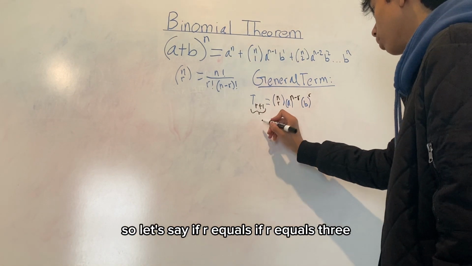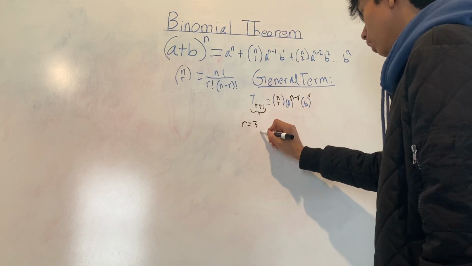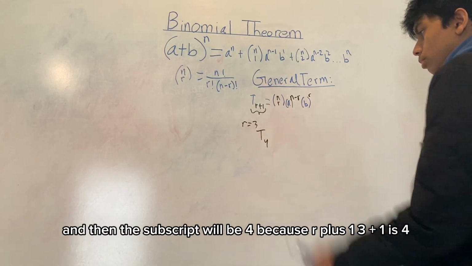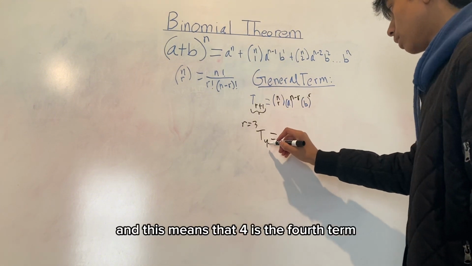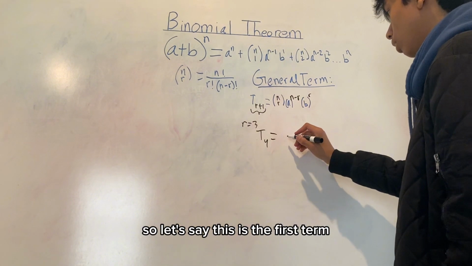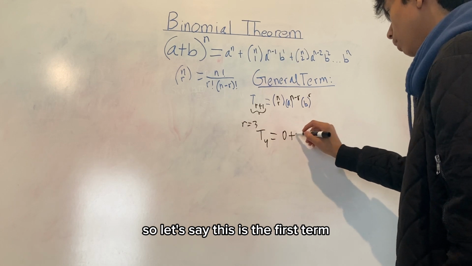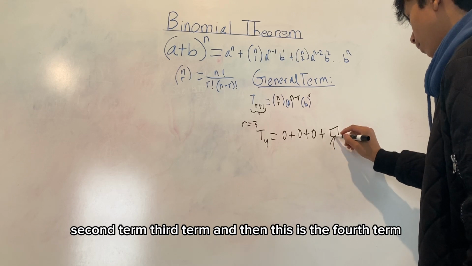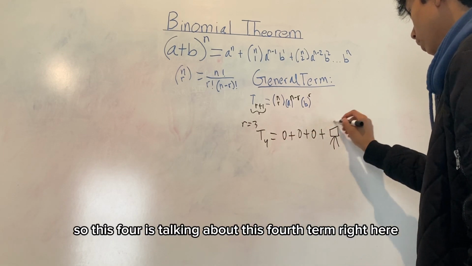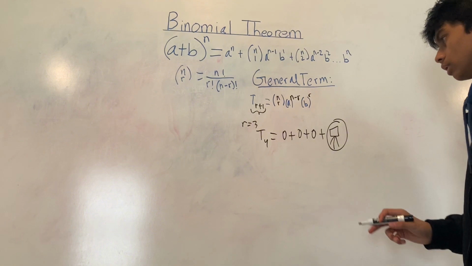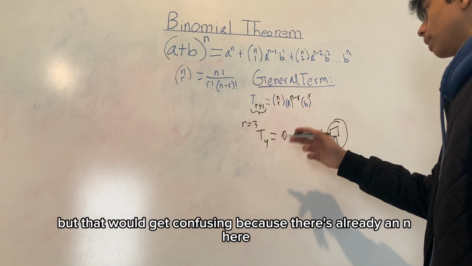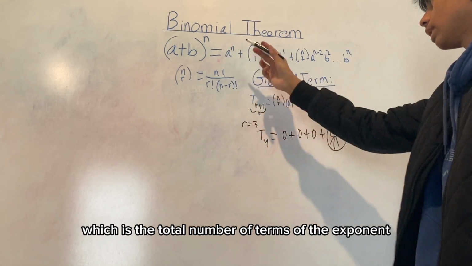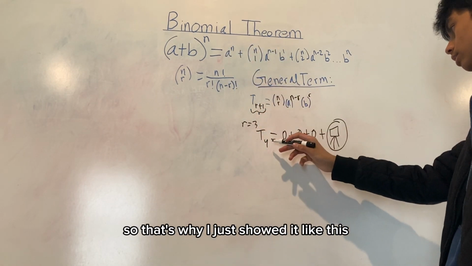And this r plus 1 basically is what position the term is in. So let's say if r equals 3, then it would be T with subscript 4, because r plus 1, 3 plus 1, is 4. That means the fourth term. So this is the first term, second term, third term, and then this is the fourth term. I usually would say nth term, but that would get confusing because there's already an n here, which is the exponent. So that's why I showed it like this.